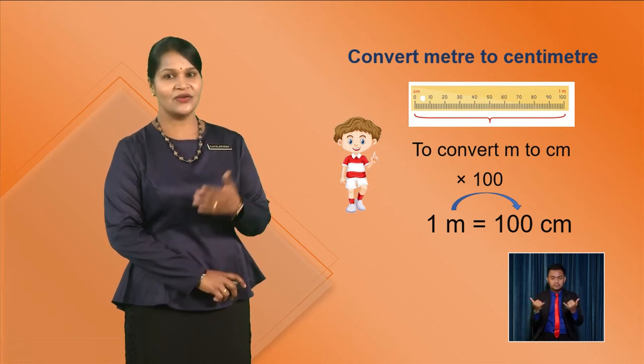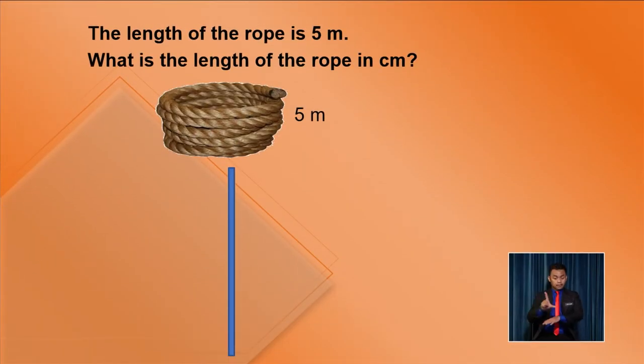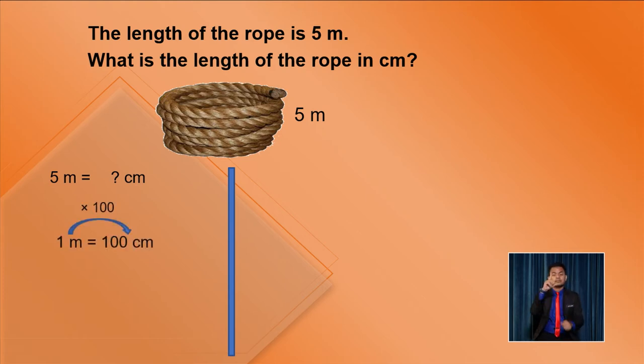Now, let's look at this coil of rope. The length of the rope is 5 meters. What is the length of the rope in centimeter? Do you remember what we have just discussed? How do we convert meter to centimeter? Yes, we need to multiply by 100 to find the length of the rope in centimeter. We have to multiply 5 by 100. So, the answer is 500 centimeters.